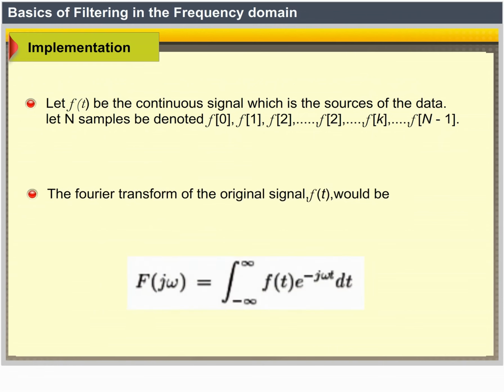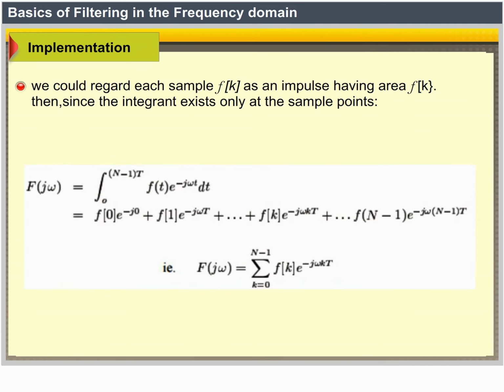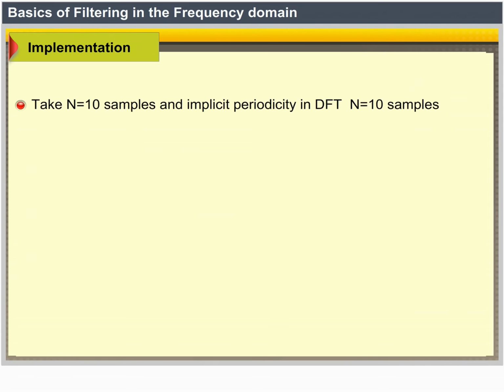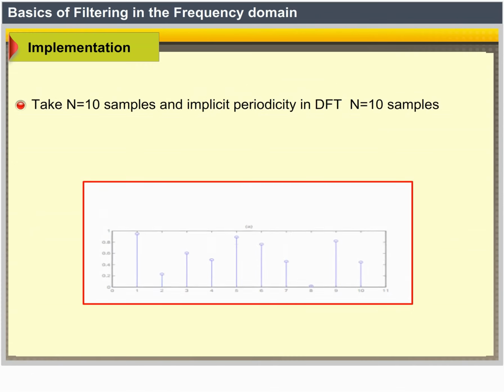We could regard each sample f of k as an impulse having an area f of k. Then, since the integrand exists only at the sample points, the equation will take the form shown on screen. Take N equals 10 samples and implicit periodicity in the DFT.